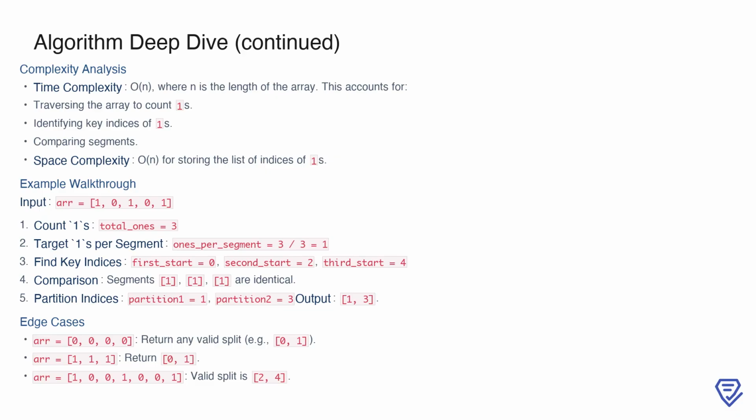For edge cases, consider ARR equals [0, 0, 0, 0]. Any valid split, such as [0, 1], is acceptable. For ARR equals [1, 1, 1], the result is [0, 1]. Finally, for ARR equals [1, 0, 0, 1, 0, 0, 1], a valid split would be [2, 4].